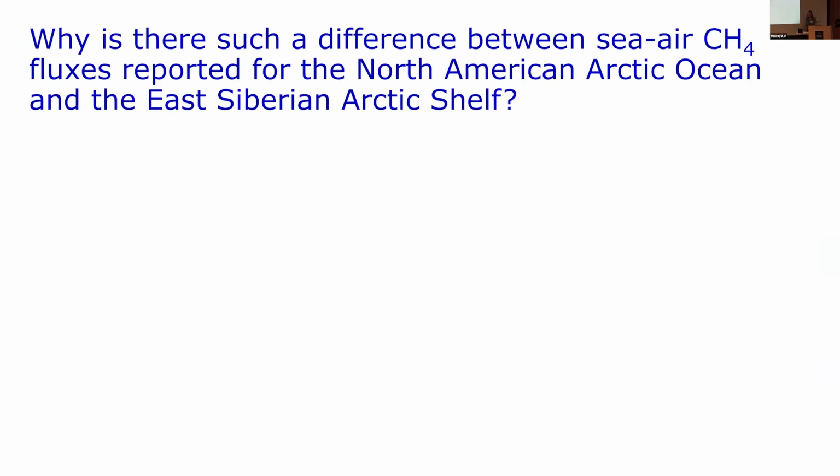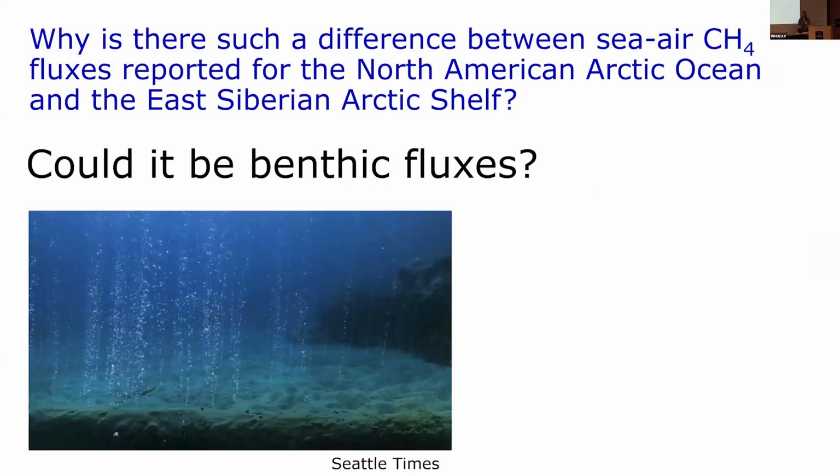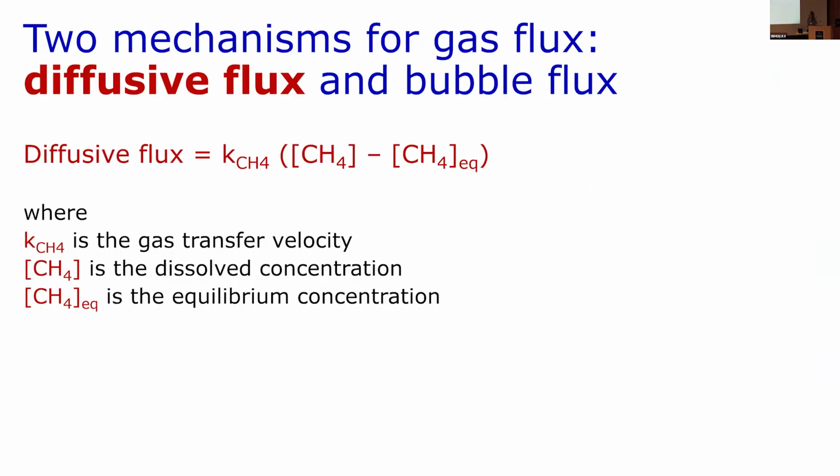So this comes to the question of why there is such a difference between the sea-air fluxes that have been reported for the Siberian Arctic shelf and North America. One possibility is that it could be benthic fluxes. I'm going to talk about what I mean by that in a minute.